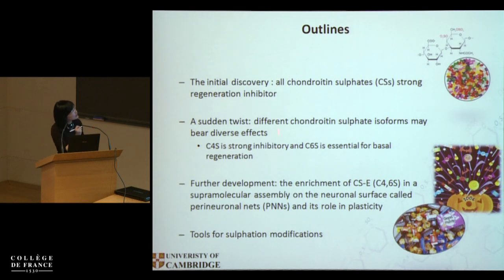And then in the last 10 years, we started discovering that different chondroitin sulfate glycans actually have different effects. For example, the 4-sulfate is a stronger inhibitor, while chondroitin 6-sulfate is not as inhibitory as the chondroitin 4-sulfate. And later on, I will also show you some of the data that we have obtained in terms of CSE, which you heard about earlier in the talk. These glycans are present and enriched in the structure of perineuronal nets, and are involved in regulating plasticity.